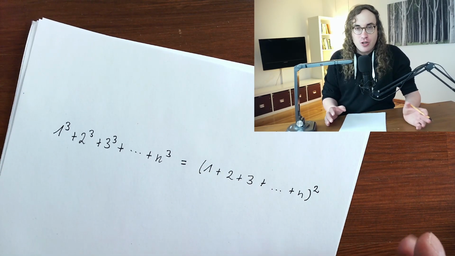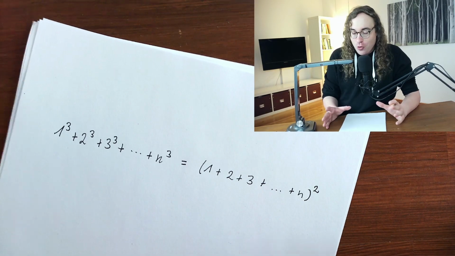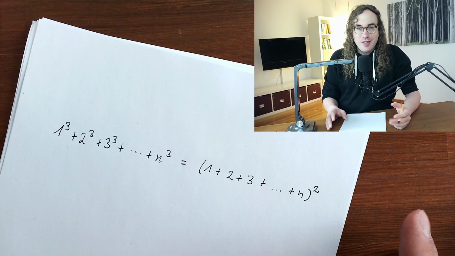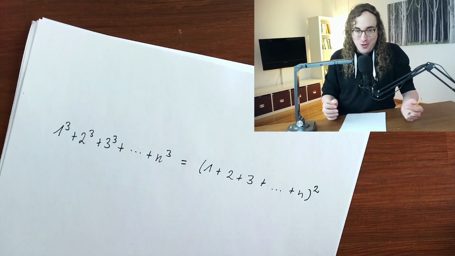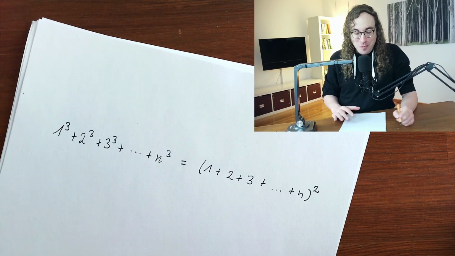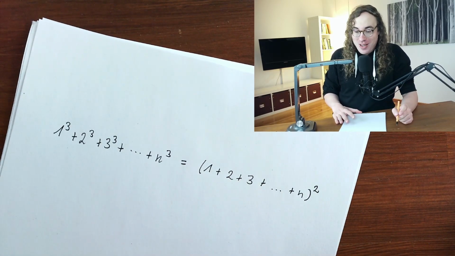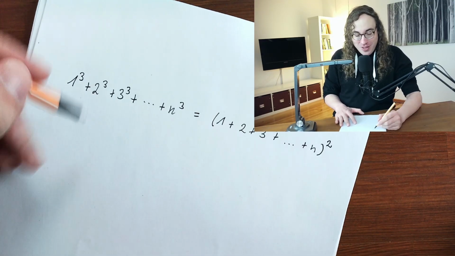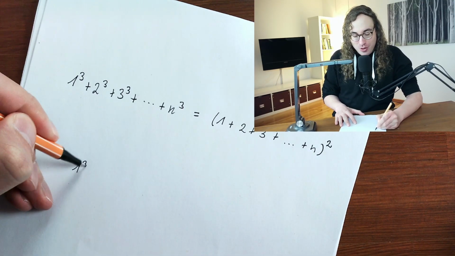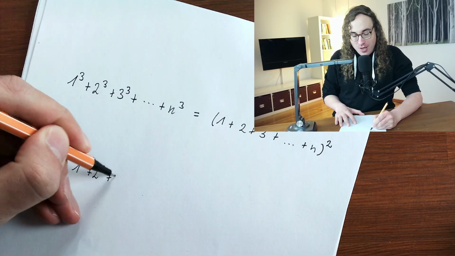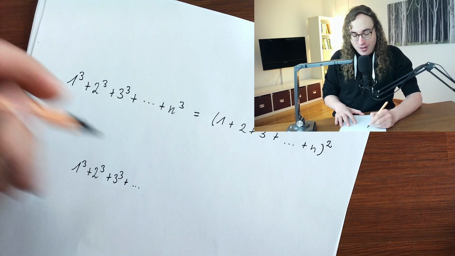I will not prove this identity. This is an easy induction proof. But the true magic, of course, in this identity is this elegance, right? It just looks too good to be true. But the thing is, there are even more identities like this.